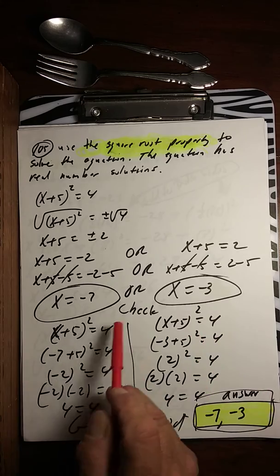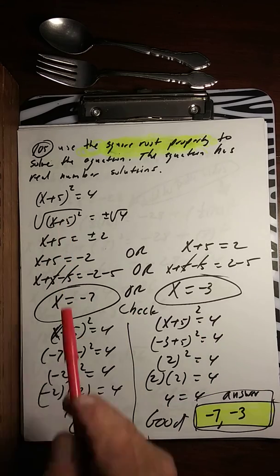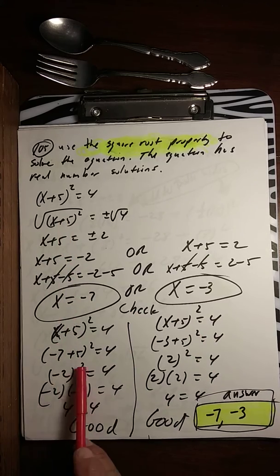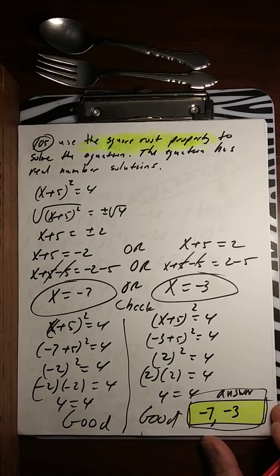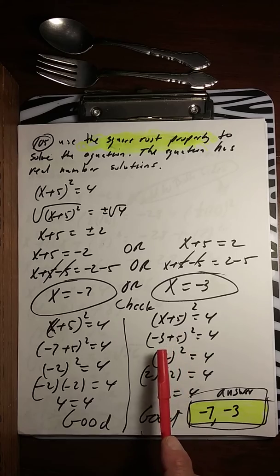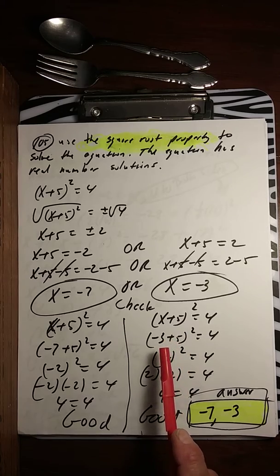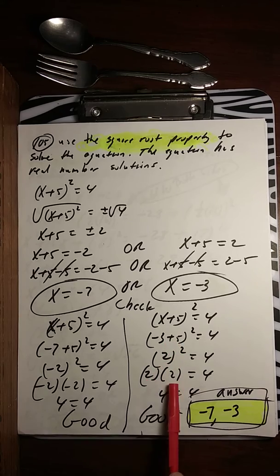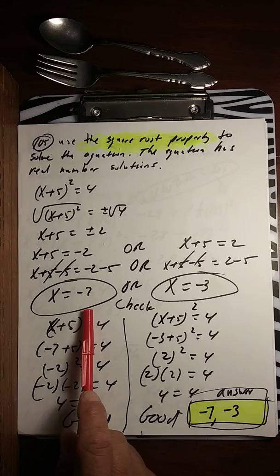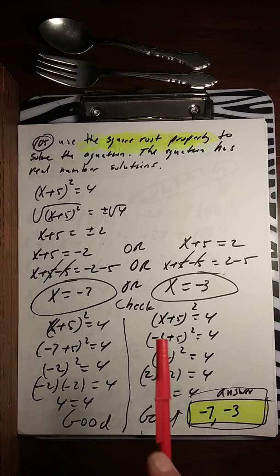So now check the numbers. Put it back in there. -7 plus 5 is -2, squared. -2 squared is 4. 4 is 4. Yes. This one, put a -3 in there. Does that work? Let's see. -3 plus 5 is 2. 2 times 2 is 4. 4 equals 4. Yes. So we have -7 and -3. They both work.